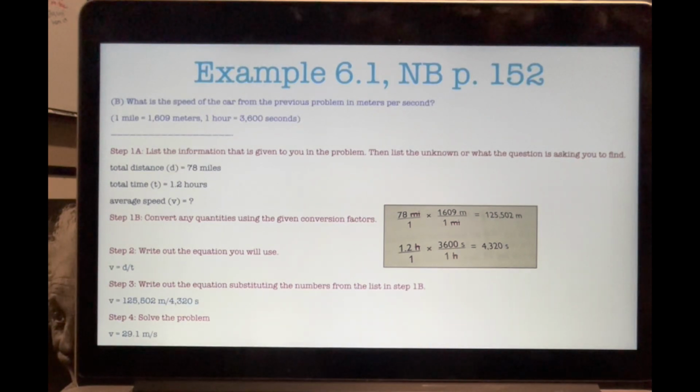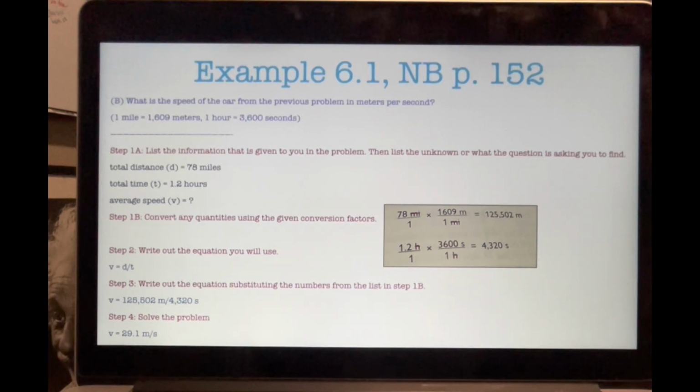Example 6.1, notebook page 152. What is the speed of the car from the previous problem in meters per second? And it tells us that 1 mile equals 1,609 meters and 1 hour equals 3,600 seconds.